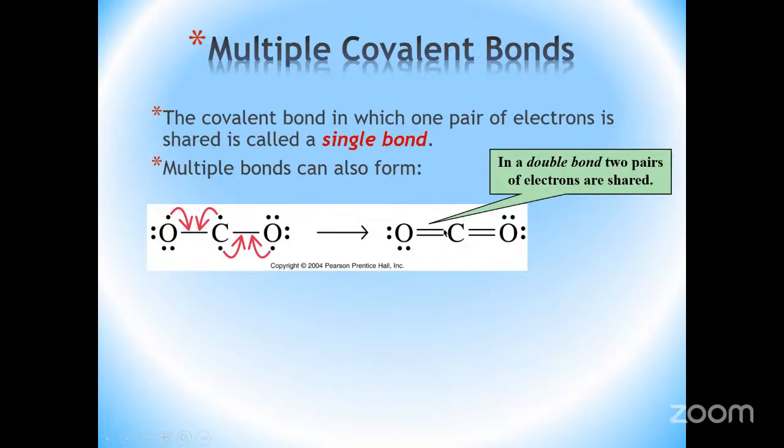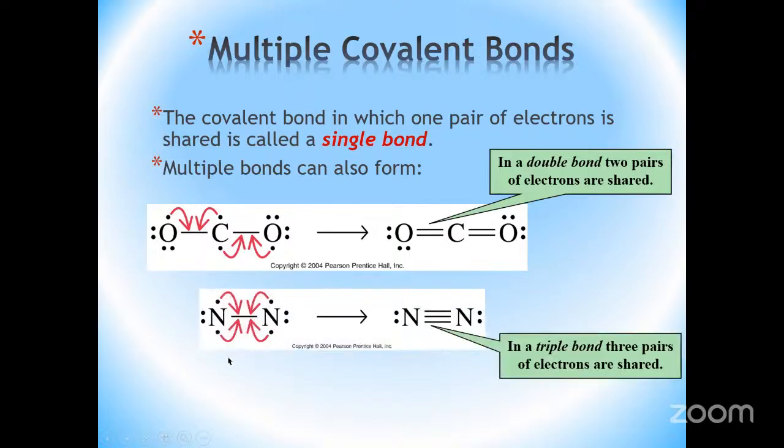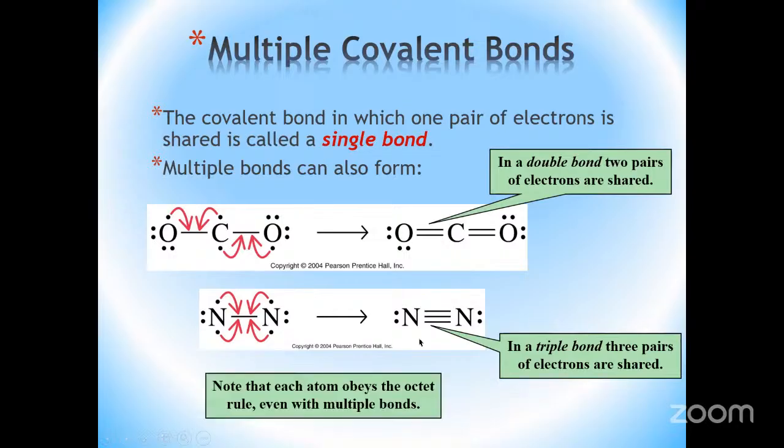Each bond represents a pair of electrons, and there are two pairs of electrons here, and two pairs of electrons here. Also, you can have a triple bond, such as in the case of the nitrogen molecule, where you have three pairs of electrons shared between the two nitrogen atoms. In each case, the atoms involved end up with an octet. If you look at the carbon atom here, it has 2, 4, 6, 8 electrons. Each oxygen has 2, 4, 6, 8 electrons. And each nitrogen atom has 2, 4, 6, 8 electrons.